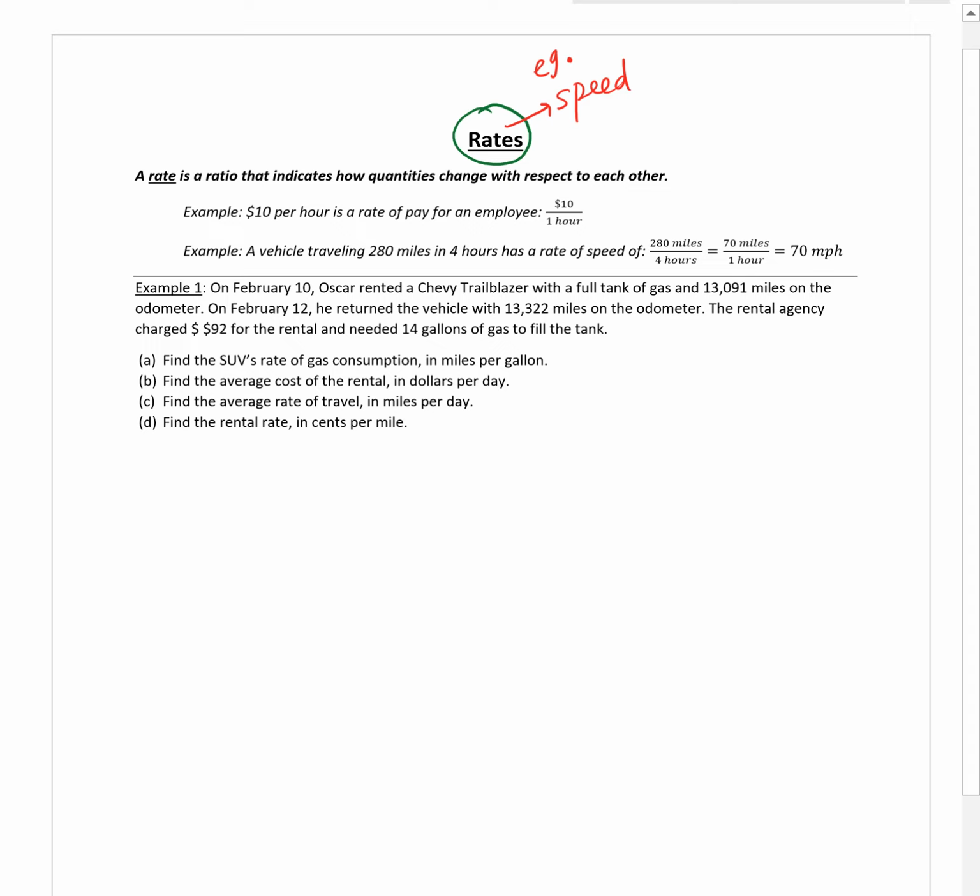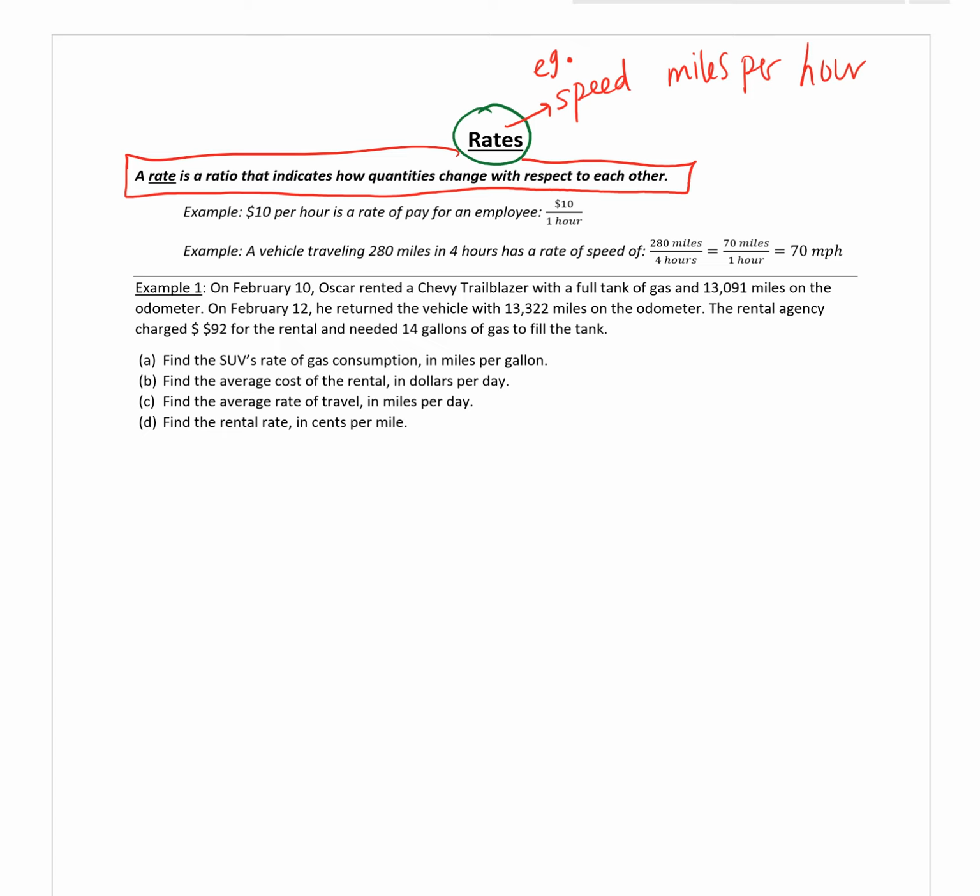But in general, the definition of a rate is a ratio that indicates how two quantities change with respect to one another. So for example, miles per hour. It tells you how your distance, your miles, is changing as your time changes. So if I'm driving 70 miles an hour, it tells me how the miles that I'm driving and the hours that I'm driving change with respect to each other. So for every 70 miles I drive, it takes me 1 hour of time. So that kind of thing.